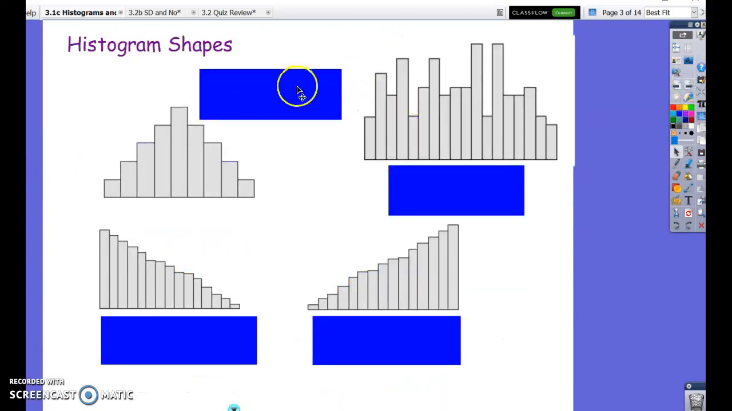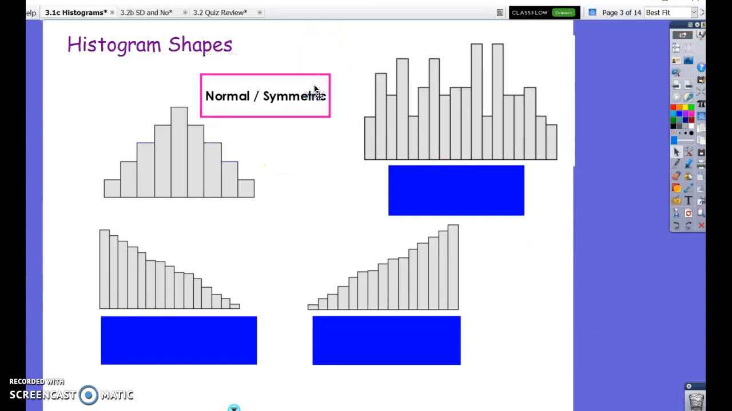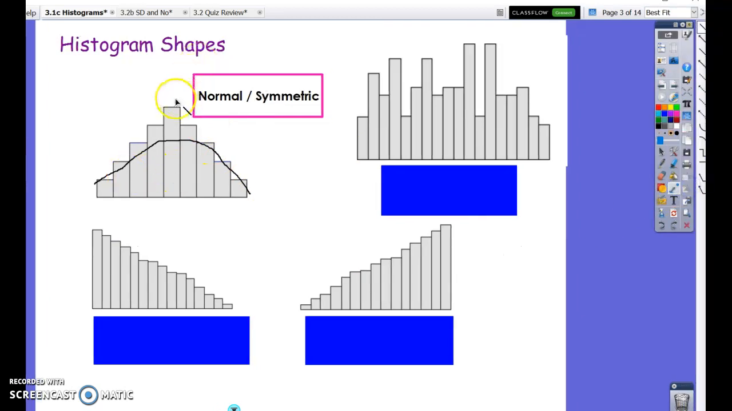So histograms, we have special names for the different shapes. This first one we call normal or symmetric, and that's because it follows this normal curve, right? So we can kind of draw this nice curve going through our data. Or symmetric, remember that means if we were to cut this in half, it'd be the same on the left side and the right side.